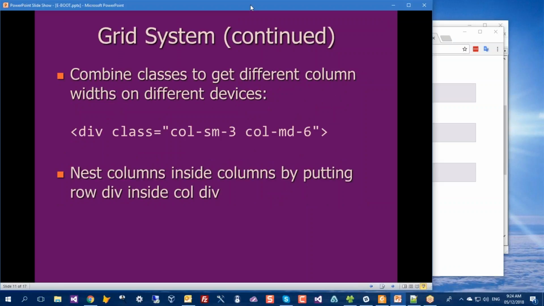You can combine classes, so you don't have to have just a single class. You can combine classes to get different column widths on different devices. So for example, this one says that if I'm on a small device, I want this to be 3 columns wide. If I am medium or larger, I want this to be 6 columns wide. You can also nest columns inside of columns. If you put a row div inside of a column div, now you've got cells within cells.